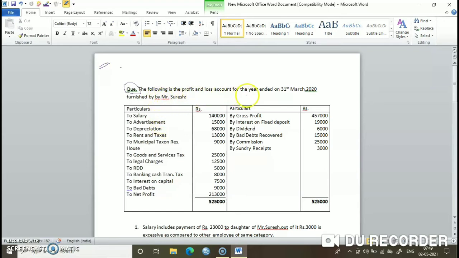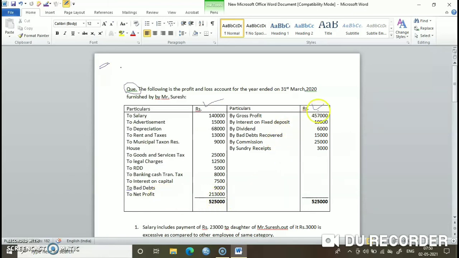I'm just overlooking the problem. Following is the profit and loss account for the year ended 31st March 2020 furnished by Mr. Suresh. This is the profit and loss account having a debit side and a credit side. There is a salary of rupees 1,40,000, advertisement 15,000, depreciation 68, rent and taxes 13,000, municipal taxes on residential house 9,000, goods and services 25,000, legal charges 12,500, RDD 5,000, banking cash transaction tax 8,000, interest on capital 7,500, bad debts 9,000 and net profit 2,13,000.